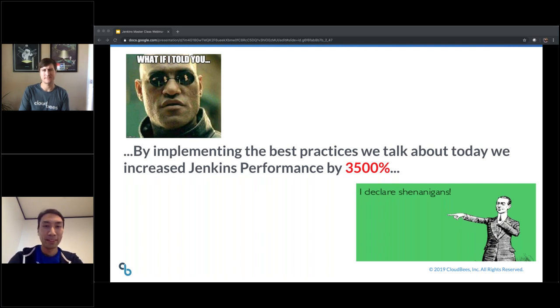By the end of this presentation, I'm going to be able to show you some real-world data that by using the best practices we're going to talk about today, we increase Jenkins performance at some of our Fortune 100 clients by 3,500%.